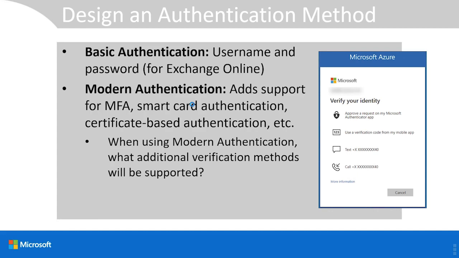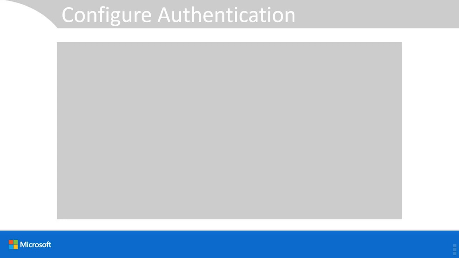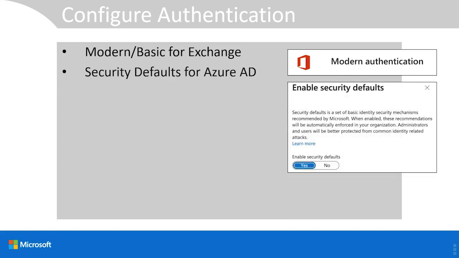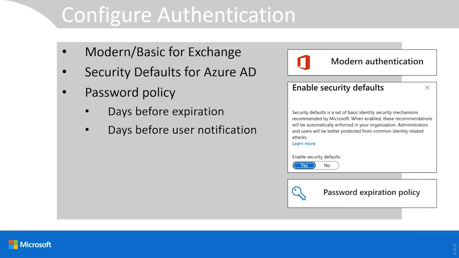This adds additional layers of security by enabling the use of multi-factor authentication, smart card authentication, certificate-based authentication, and so forth. If you choose modern authentication, you'll have to determine which additional verification methods you want to support. For example, entering a code texted to the user's mobile phone, or using the Microsoft Authenticator app. Along with configuring modern or basic authentication for Exchange Online, other things to consider for configuring authentication include configuring security defaults for Azure AD, which mandates multi-factor authentication tenant-wide, and establishing a password policy, specifying a number of days before user passwords expire and the number of days before a user is notified of imminent password expiration.